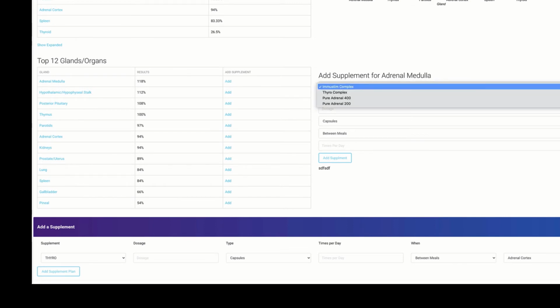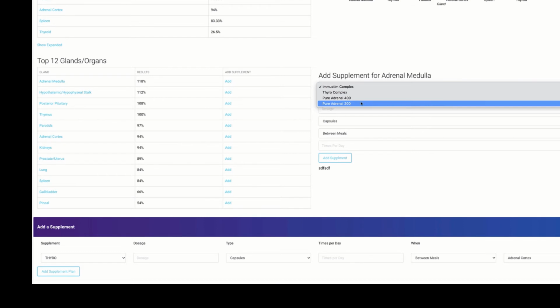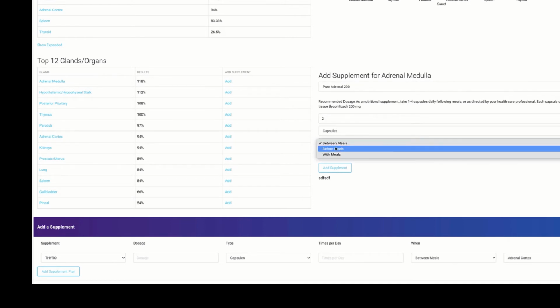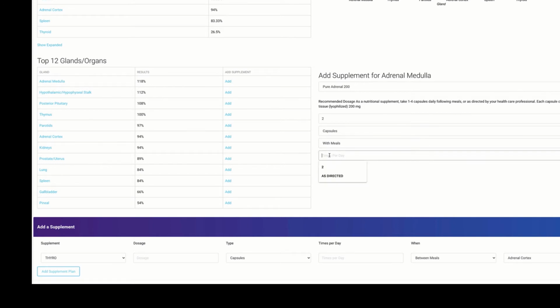You'll see that the adrenal medulla pops up, and we'll look, and these are some of the different supplements that we can utilize. So I'm going to use pure adrenal with this patient. The dosage is going to be 2 capsules, and they're always going to be with meals. Remember, when you're going to take organ supplementation, always with meals. And we're going to do it 2 times a day. And then we're going to add the supplement. And now you see that the supplement is added to the plan.